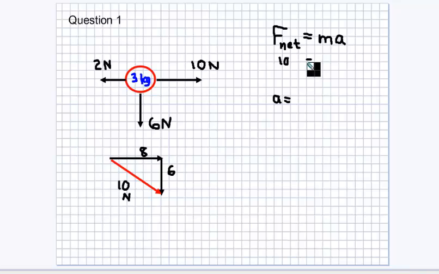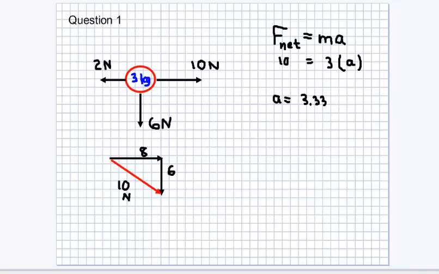We've got a mass of 3. So the acceleration, if we solve for a here, divide both sides by 3, and the acceleration equals 3.33 meters per second squared.